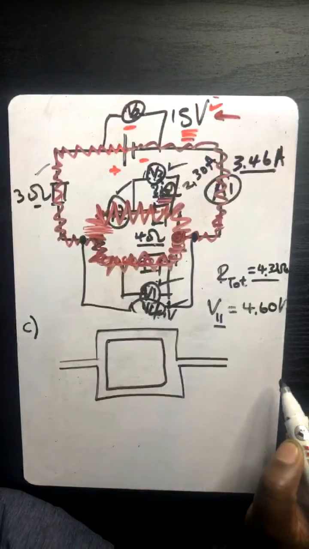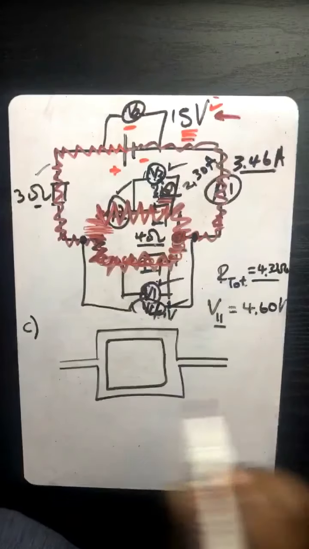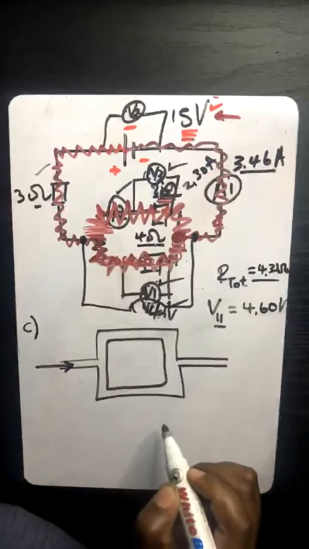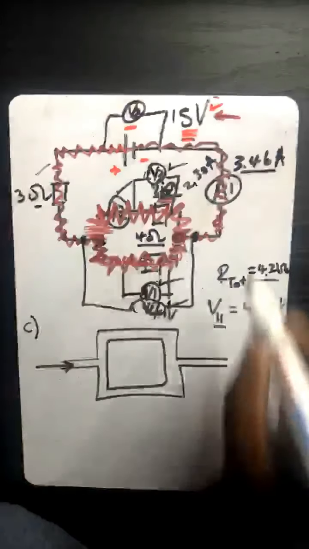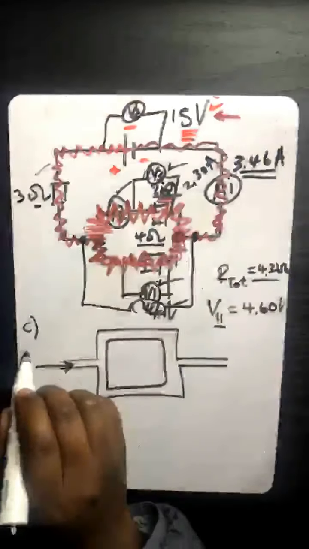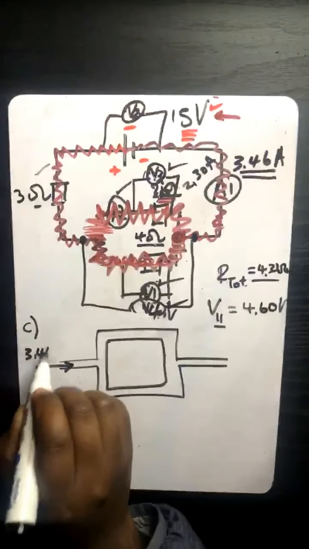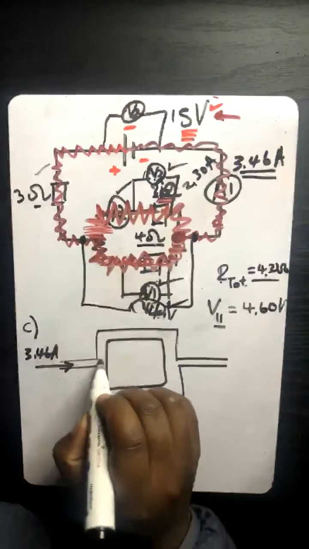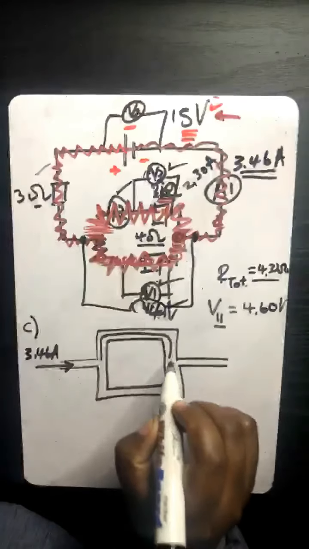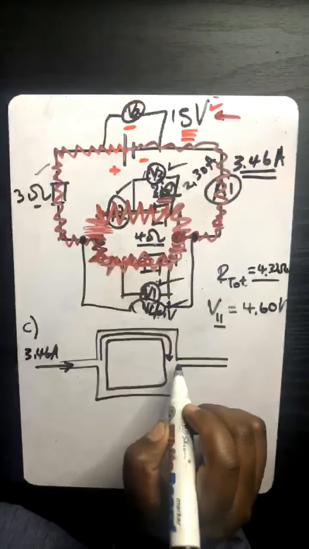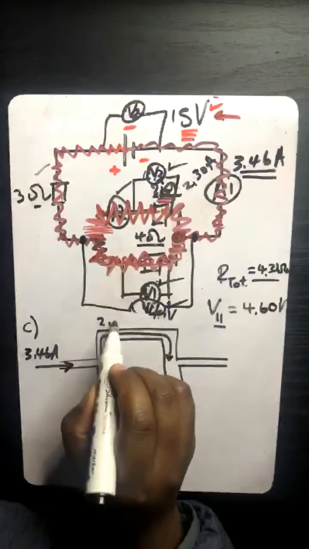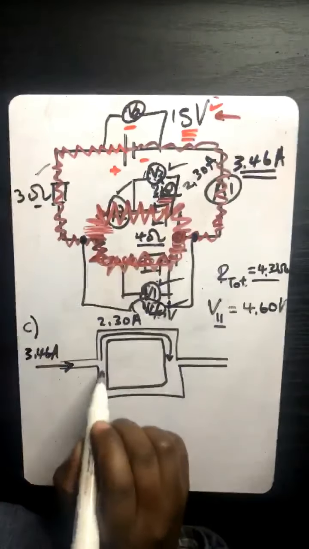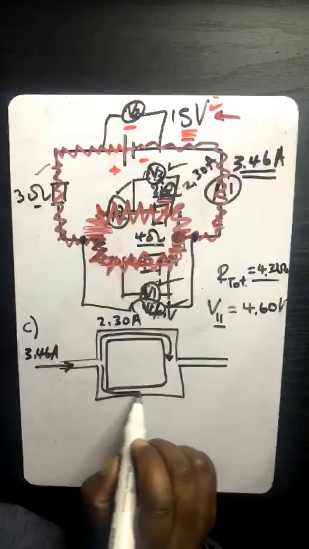Okay, we just said the total that is flowing through in there. We calculated it. This is the total current. We said it's 3.46 amperes. So now we just calculated the current flowing through that side, guys. We said how much was that? It is 2.30 amperes.